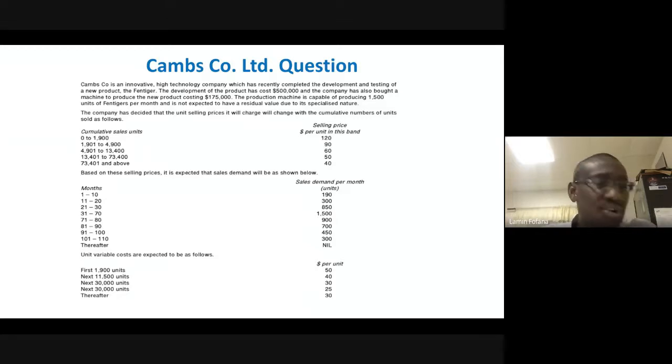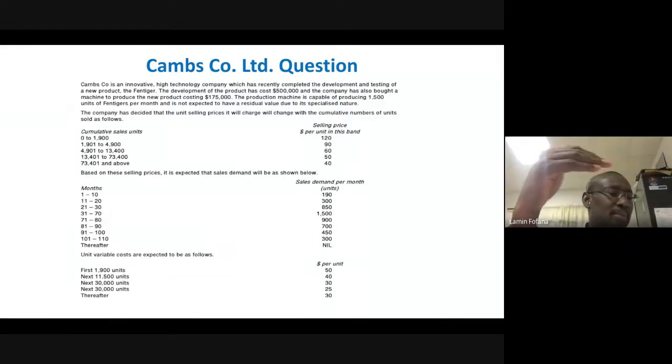Okay, so this stage, of course, sales will be significant, depending on the type of the product, but the cost will also be high. Okay, so you make reference to some of the costs and some of the revenues that could be generated at this stage. So if you look at the first part of the question, you will see the months between 11 to 30, look at the sales demand. That's the sales demand per month. Between month 11 and 20, the sales demand per month is 300. Between the months 21 and 30, the sales demand is 850. Okay, so you see what's happening?